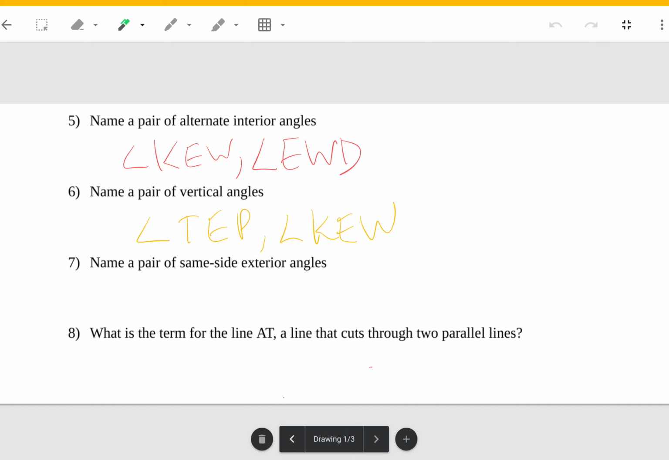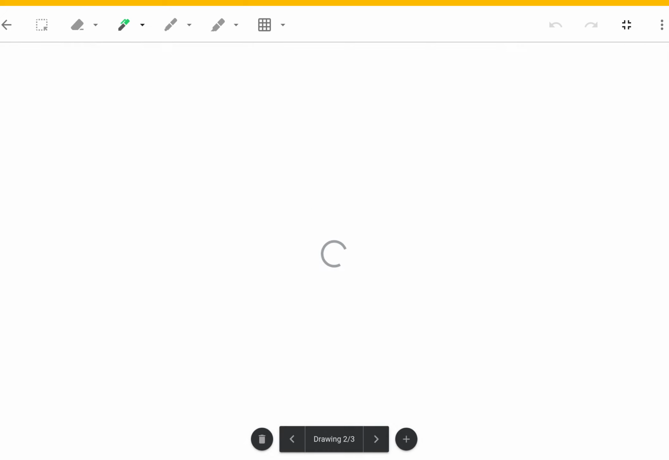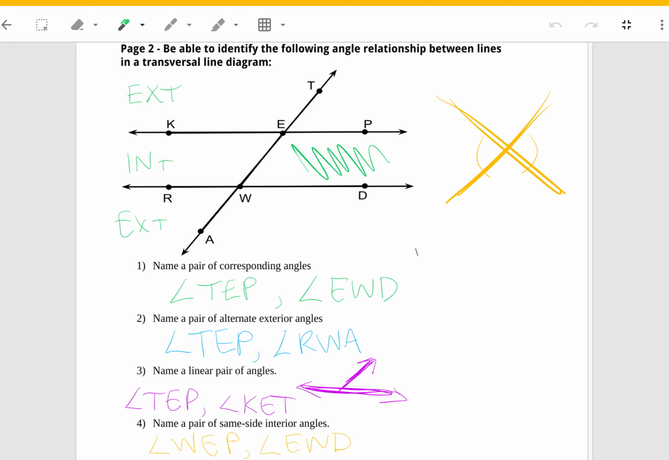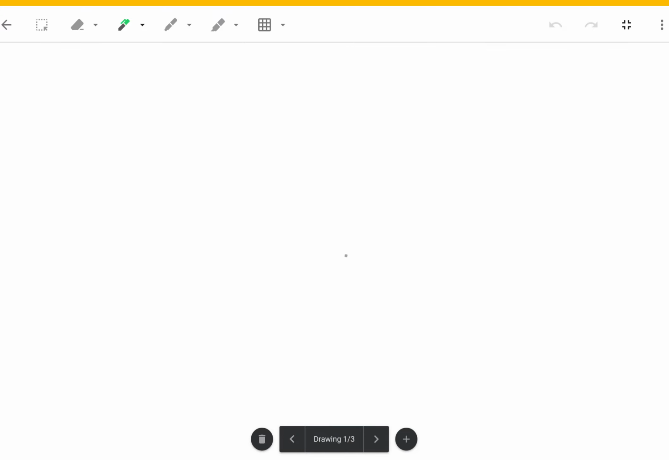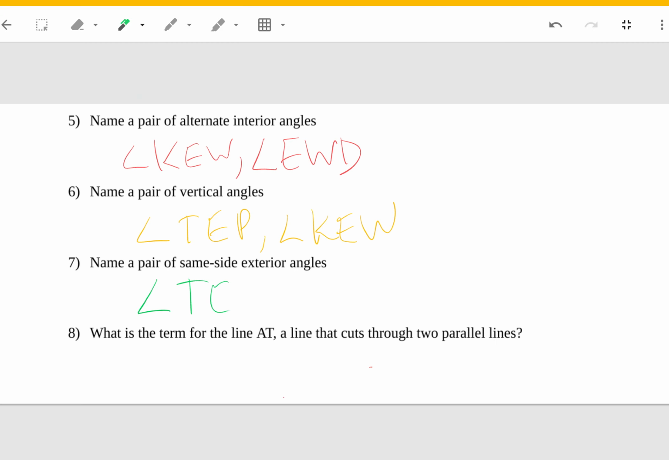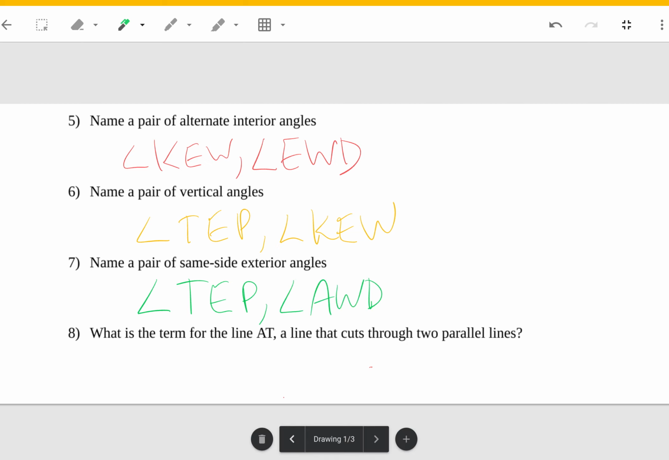Name a pair of same side exterior angles. So let's go over here and let's mark out all of our interior. We're not going to do any interior stuff. We're only going to look at exterior, and they need to be on the same side. Let's start with TEP again. So this needs to be on the same side as TEP. So again, not over here, but on the same side, right down here. So TEP and AWD would be a good answer for same side exterior. TEP and AWD works.